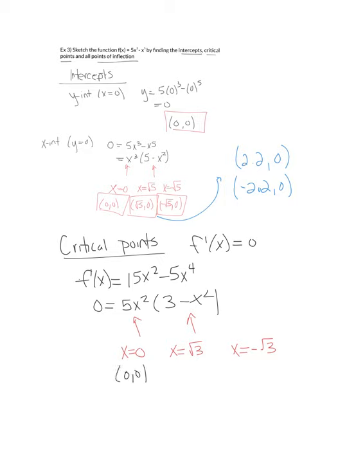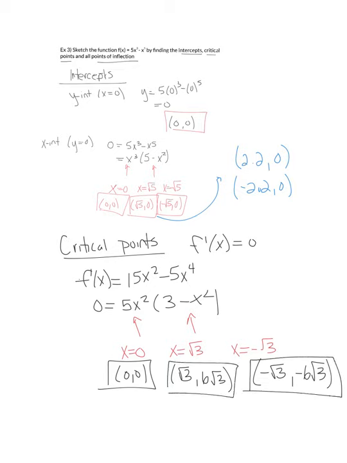We already know that that's (0, 0). We've seen it pop up in the x-intercepts and y-intercepts. The root 3 isn't so easy. So if I plug that into my original function, f of root 3, I'm going to get 6 root 3. And if I plug in negative root 3, I am going to get negative 6 root 3. So these are 3 more points that are on our original function.